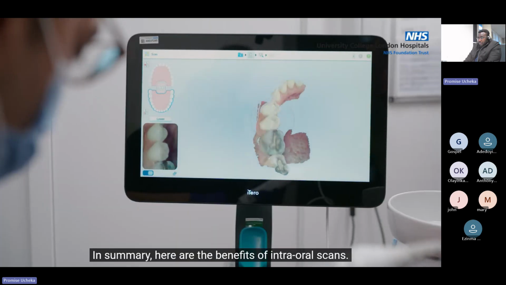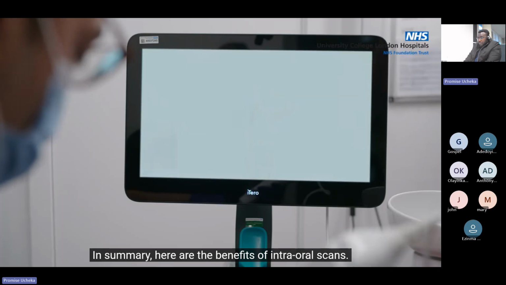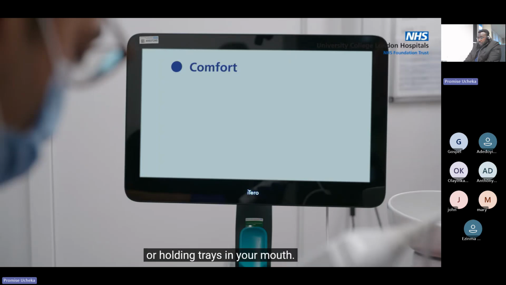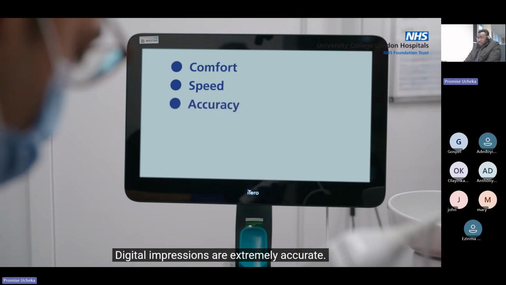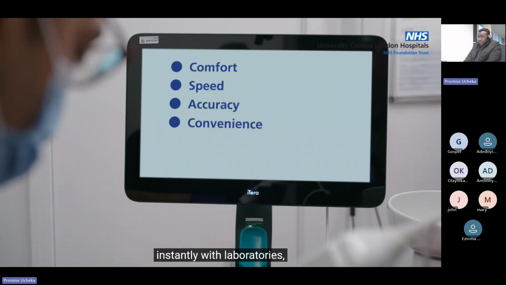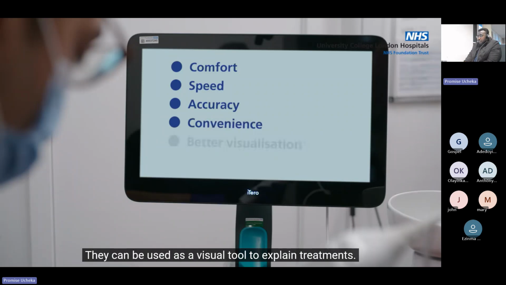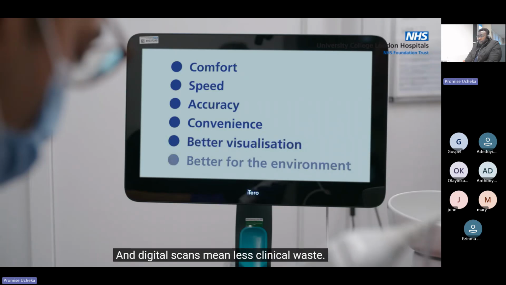In summary, here are the benefits of intraoral scans. They are comfortable and pain-free, with no need for messy impressions or holding trays in your mouth. The scanning process is quick, usually lasting between 5 and 10 minutes. Digital impressions are extremely accurate. The 3D images can be shared instantly with laboratories, reducing waiting times for treatments. They can be used as a visual tool to explain treatments. And digital scans mean less clinical waste.